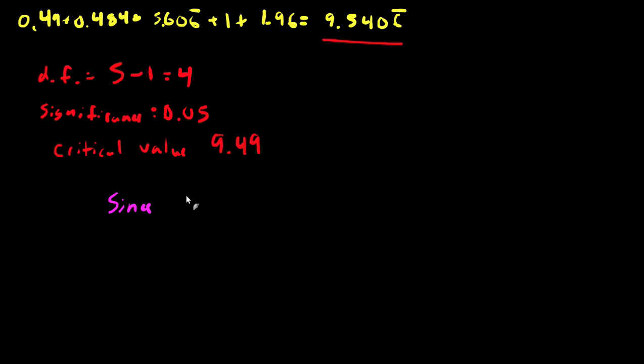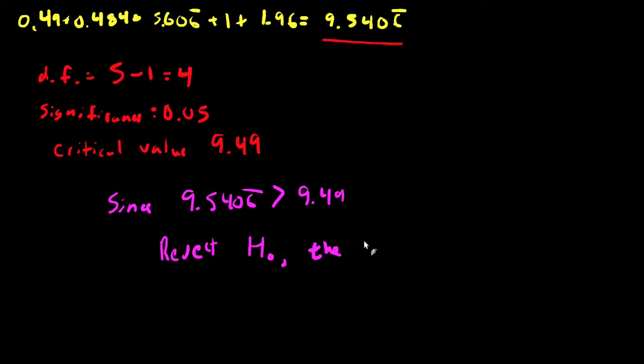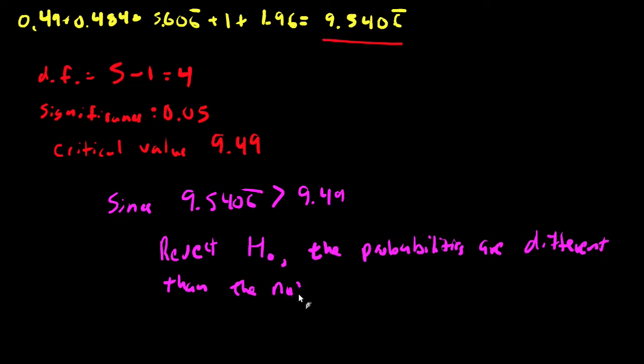since 9.5406 repeating is bigger than the critical value of 9.49, we reject the null hypothesis, and this basically says that we believe statistically that the probabilities are different than, in this case, the national probabilities. The national probabilities are not a good model for this school.